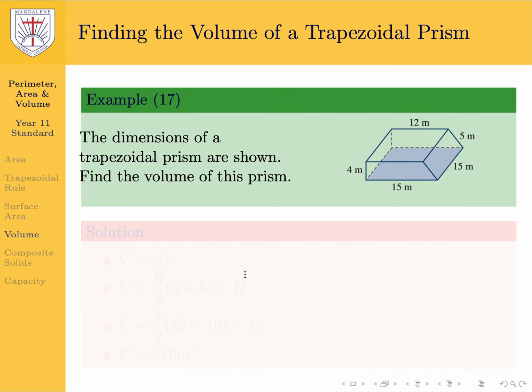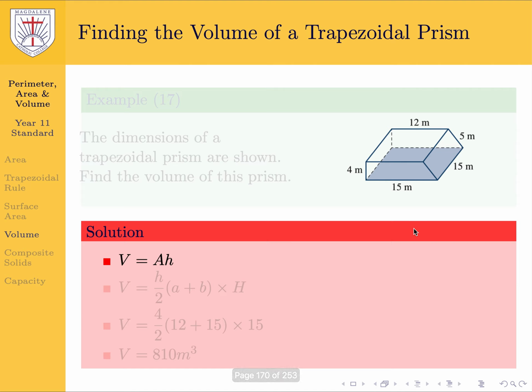Now in this example, we're going to find the volume of a trapezoidal prism. The dimensions of a trapezoidal prism are shown in this image. We need to find the volume of this prism. Once again, the formula starts off with volume equals AH. Very important. It's always used. Now, the cross-sectional area is going to be the trapezium, because no matter where you cut this shape in this direction, you'll always get this trapezium here.